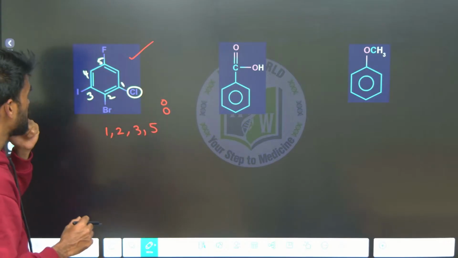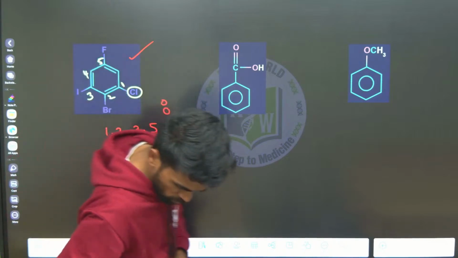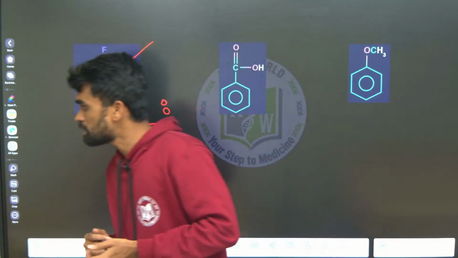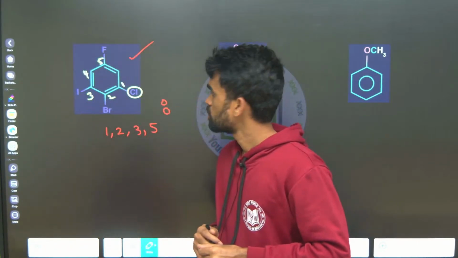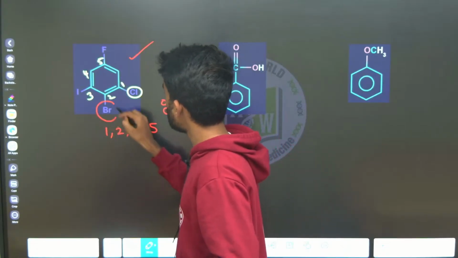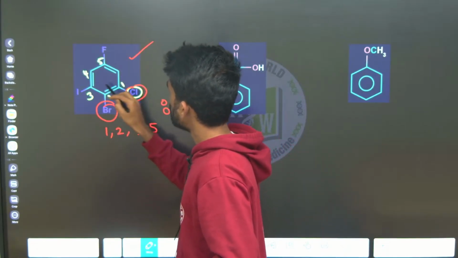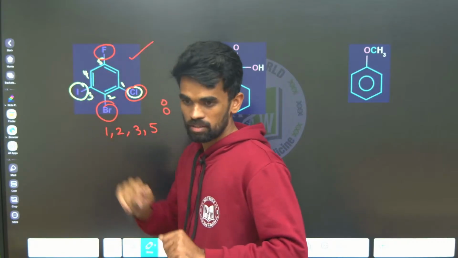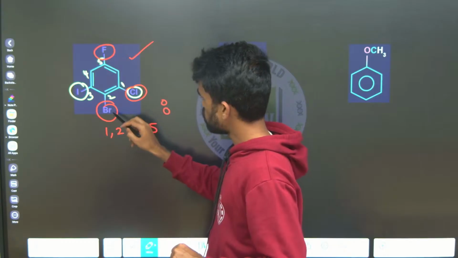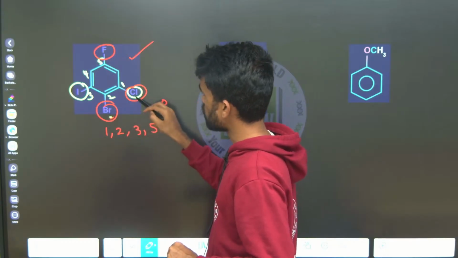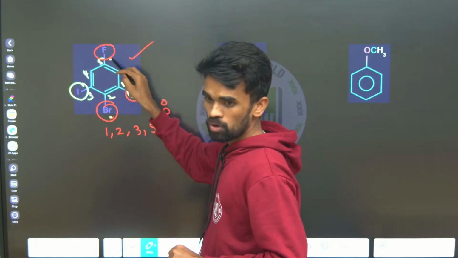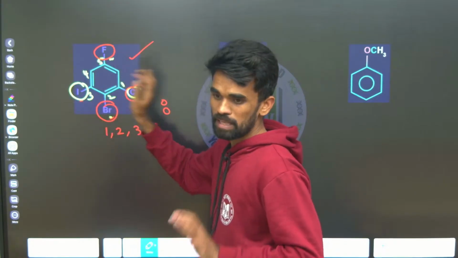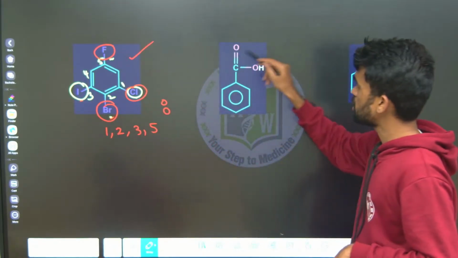Now while writing the name you should follow alphabetical order. So tell me the alphabetical order: 2-bromo, 1-chloro, 5-fluoro, 3-iodo, benzene. Is this clear? Again, 2-bromo, 1-chloro, 5-fluoro, 3-iodo, benzene. That's it. Next, what about this compound?